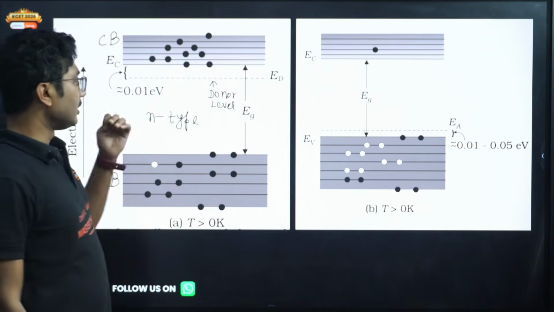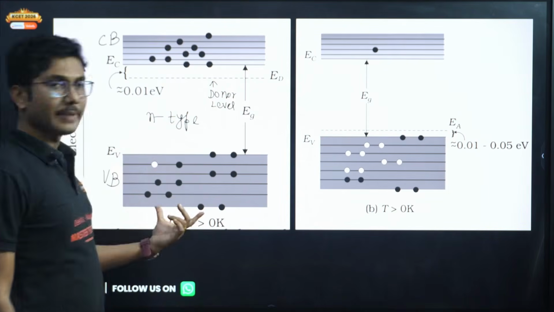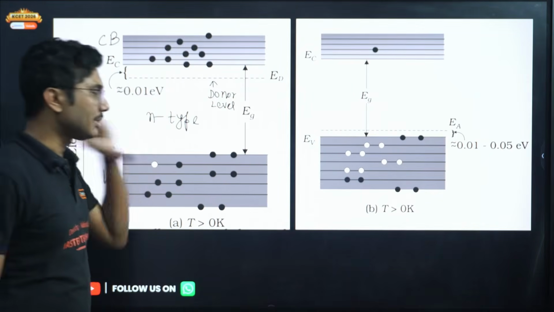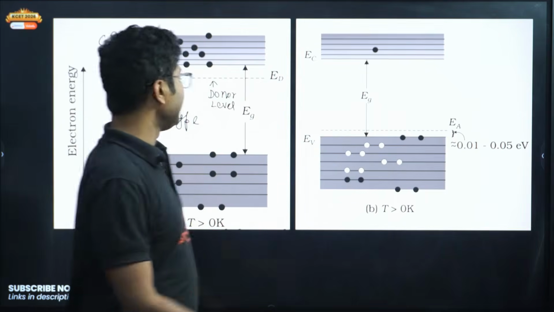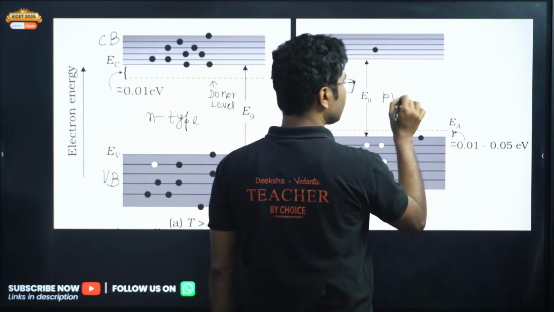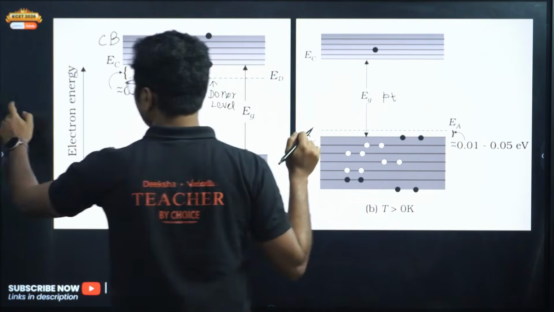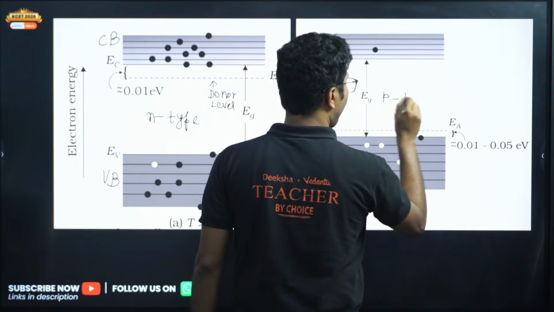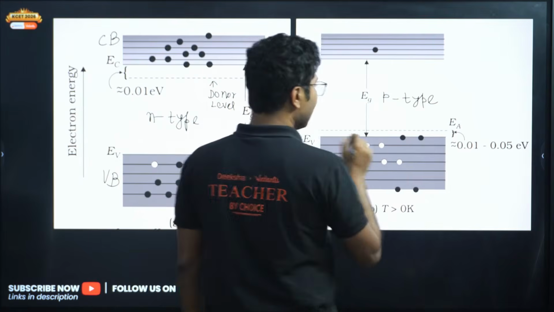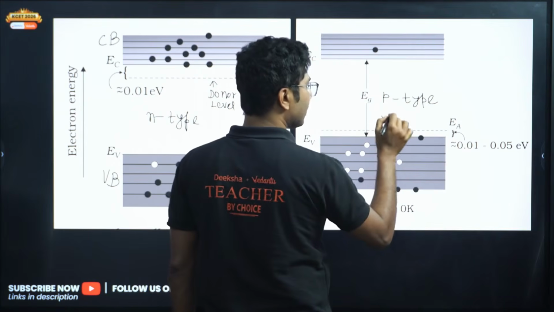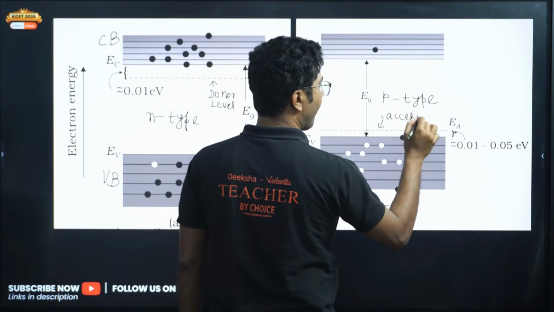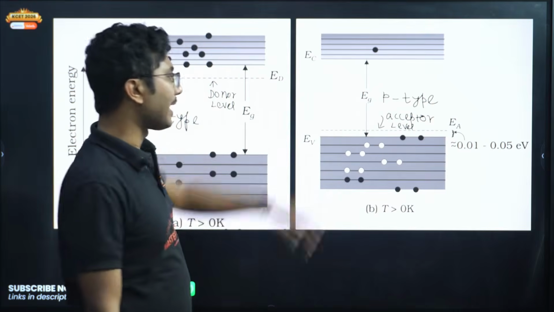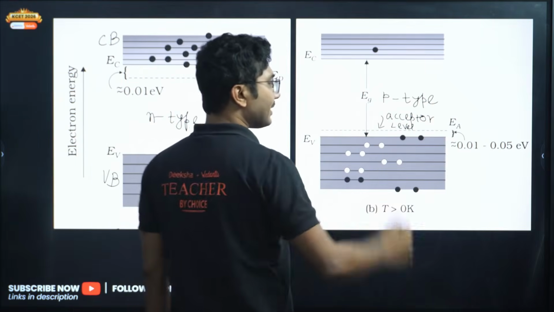Electrons are here in the valence band as well as in the conduction band. More number of electrons are in the conduction band. That means this is an N-type semiconductor. In case of P-type semiconductor, this is the acceptor level. It accepts electrons. The acceptor level accepts electrons from the valence band, so that more number of holes are present in the valence band.